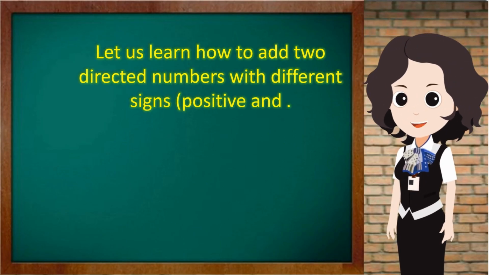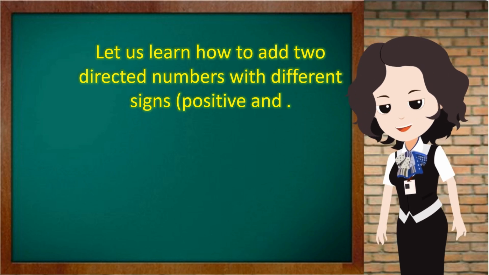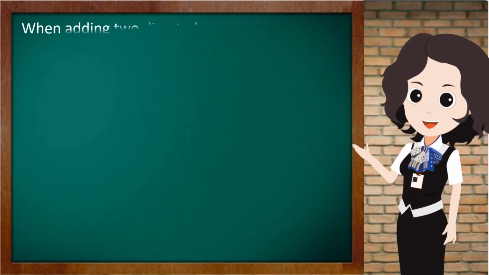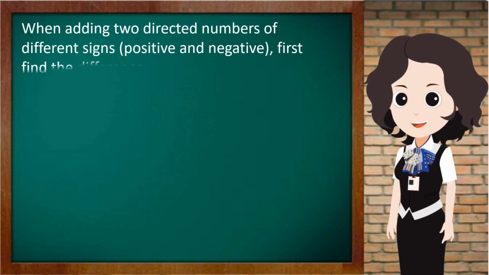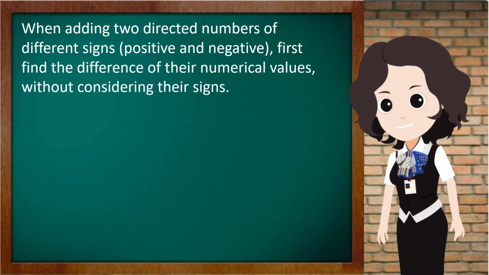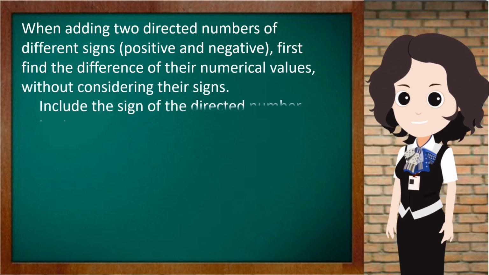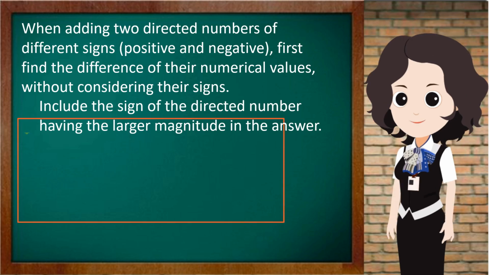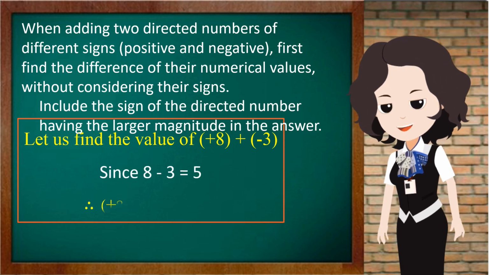When adding 2 directed numbers of different signs, positive and negative, first find the difference of their numerical values without considering their signs. Include the sign of the directed number having the larger magnitude in the answer. Let us find the value of +8 plus -3. The value of +8 added to -3 is equal to +5.